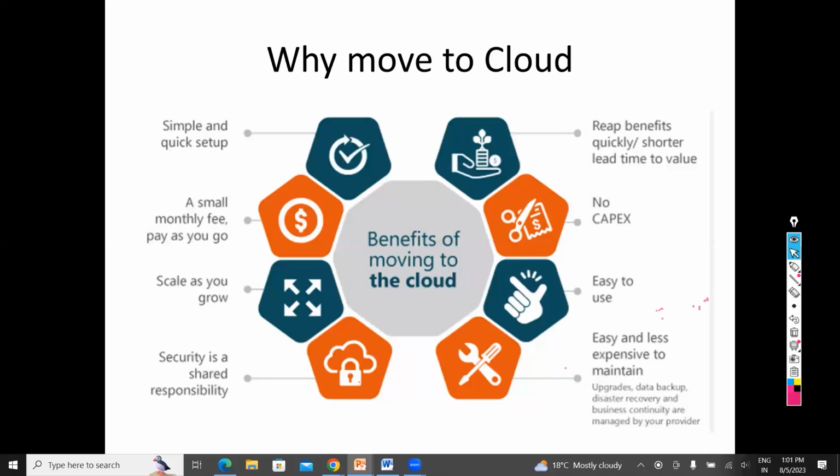So as I said, when we ask why we move to the cloud, right? These are some basic reasons. The first reason is, as I said, a very simple and quick setup. When I say very simple and quick setup, what you need to do is, your organization needs to create one account on the AWS Management Console, similar to how you create an account on Gmail or Facebook, right? After creating that account, you will have management console access.